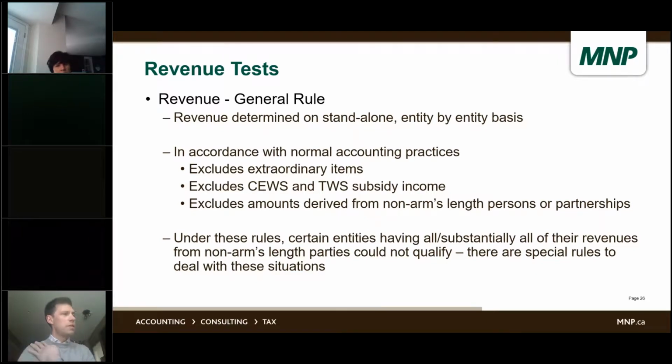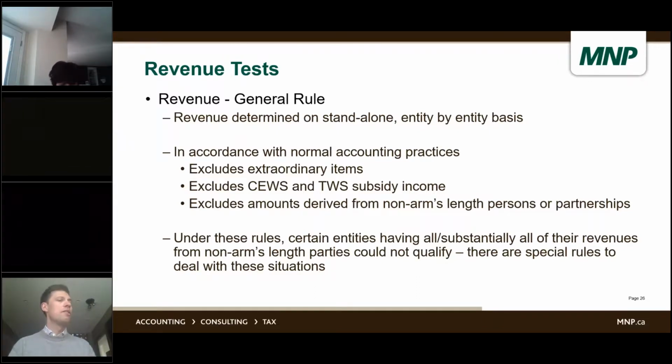There are also some rules that were put in place for entities that have all or substantially all of their revenue from non-arm's length parties. And in fact, those entities could qualify. So if you had a payroll company, or one company in a corporate group that was doing all of the payroll for all of the companies, there are special rules to deal with those situations. I cannot go into that in the time we have today, but I would highly urge you, if you're in that situation, absolutely reach out to your advisor to go through it with you. But there are provisions so that you're not going to be ruled out of having access to the program.